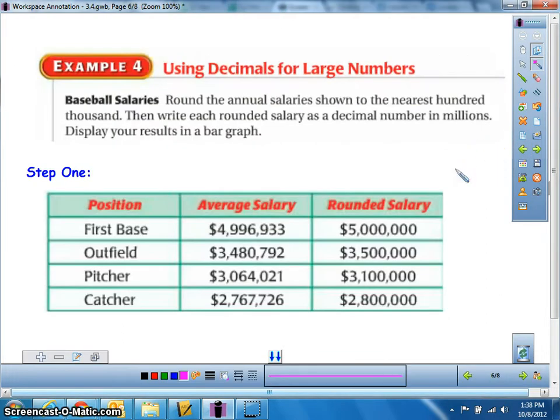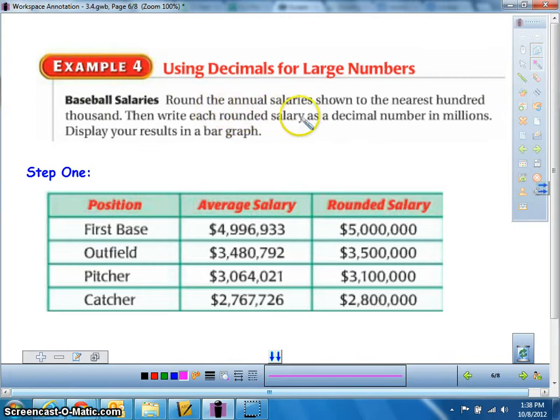All right, sometimes we have really big numbers too, and you hear a lot about this when it comes to sports and salaries, how much professional athletes are making. And so rather than putting a bunch of numbers like this, you can see this first baseman is making $4,996,993. Well, that's a lot of numbers to try and understand. It also takes up a lot of printed space in a newspaper or a magazine. So what they do is they change salaries or numbers that are in the millions to a decimal number. So we're going to learn how to do that real quick too.